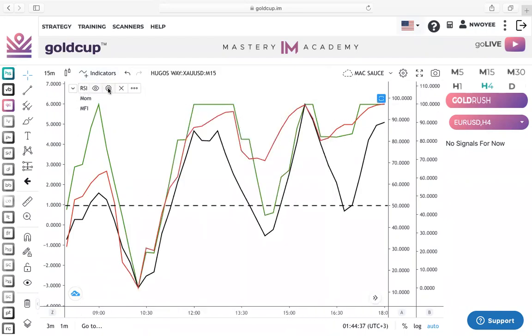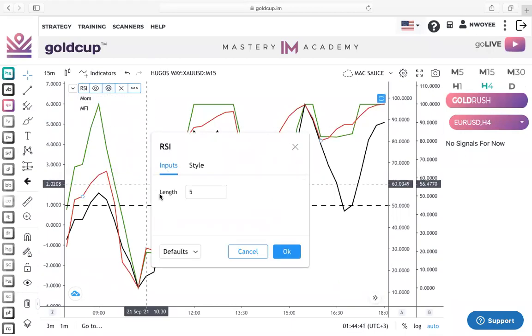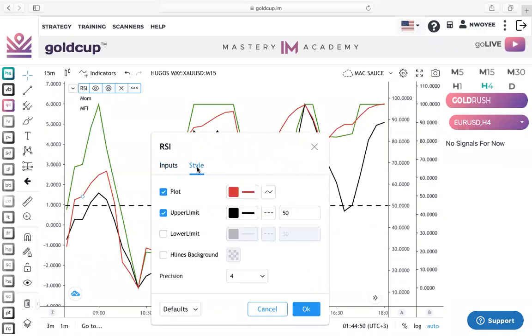Now, once we add the RSI, the same thing we'll be doing for other ones, we go to the settings. We want the length to be 5. That's it. Length of the RSI is 5. Okay. Now, the next one is the style. So this one has a little bit of info on it, so just look at the screen and take note.